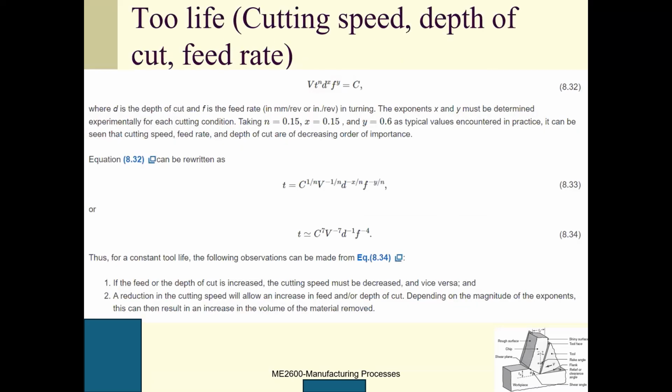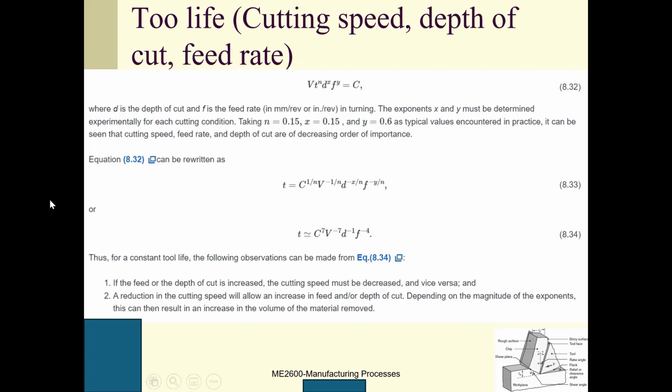And here is the modified Taylor tool life equation. We have C, and velocity V here, the cutting speed. T is the tool life in minutes. D is the depth of cut. F is the feed rate. n, x, and y are determined experimentally. Right? So we can see T can be written in terms of this one. So T can be approximated using this equation.